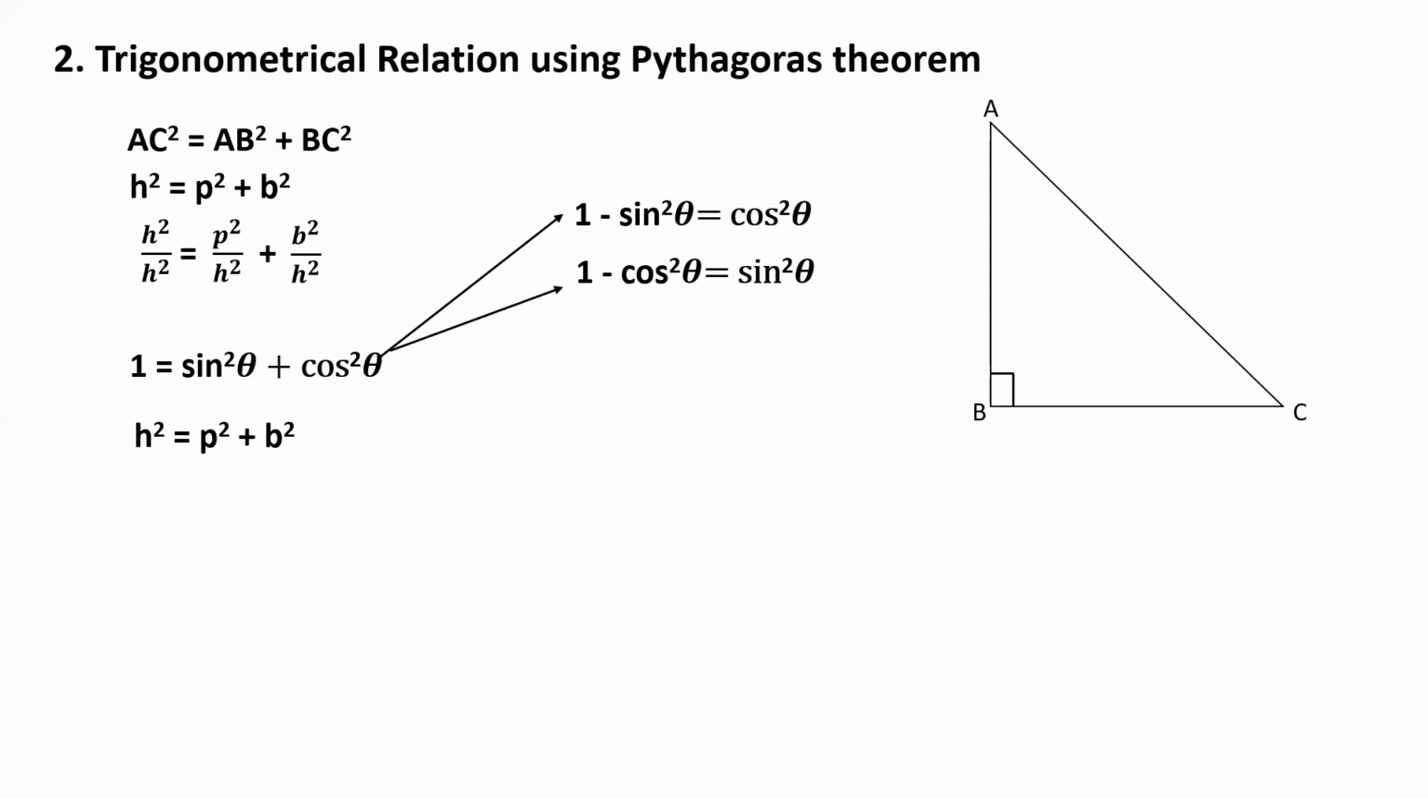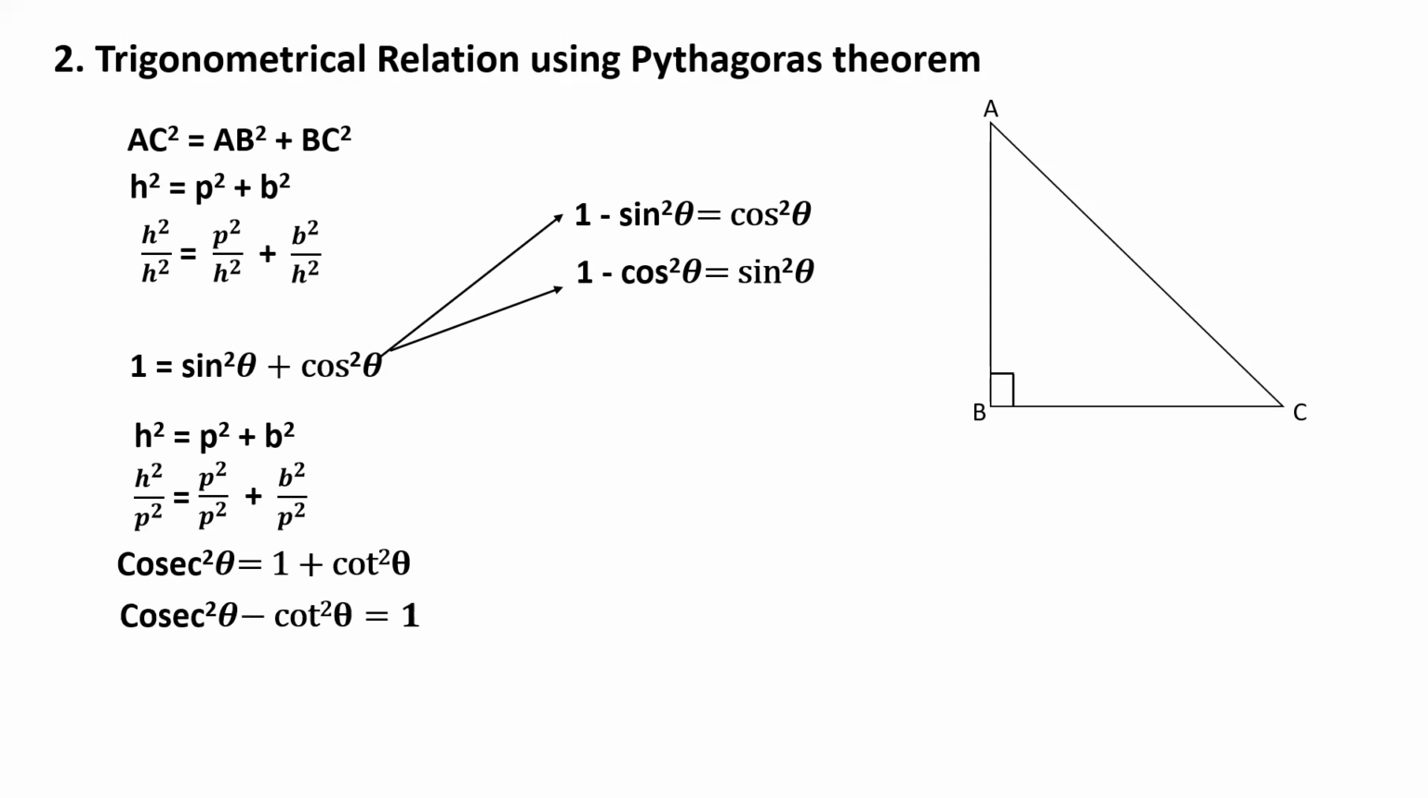Okay, now next, the same relation once again. This time I'll be dividing h square by p square on both sides. So let's divide h square by p square, p square by p square and b square by p square. From here, what do I get? H by p means cosec, so cosec square theta is equal to p square by p square, which cancels, that is 1, plus b by p is cot square theta, right? Because there is a square.